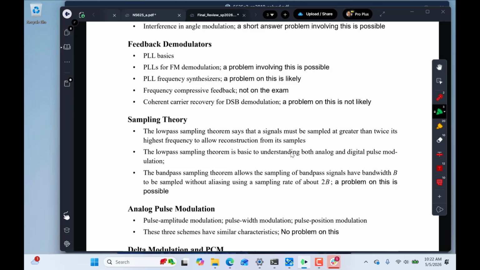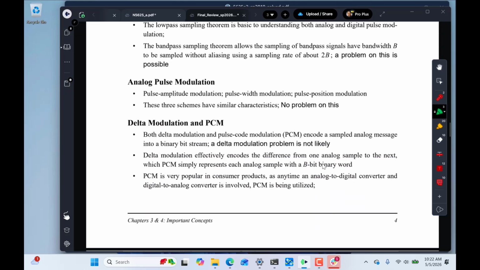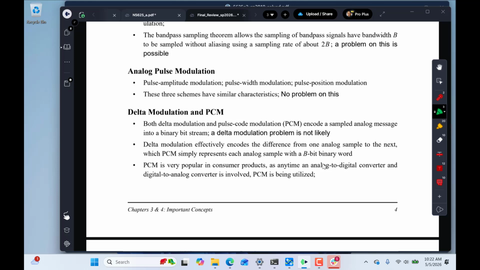Bandpass sampling, possible. You'll just have to write the equations down or put those on your cheat sheet, how that works out. I made it pretty abundantly clear that you can leverage the power of sampling theory on an RF signal by undersampling. That's pretty valuable. No problem on any of the analog pulse schemes, amplitude, pulse width, pulse position. I consider that to be more of a control system kind of thing.